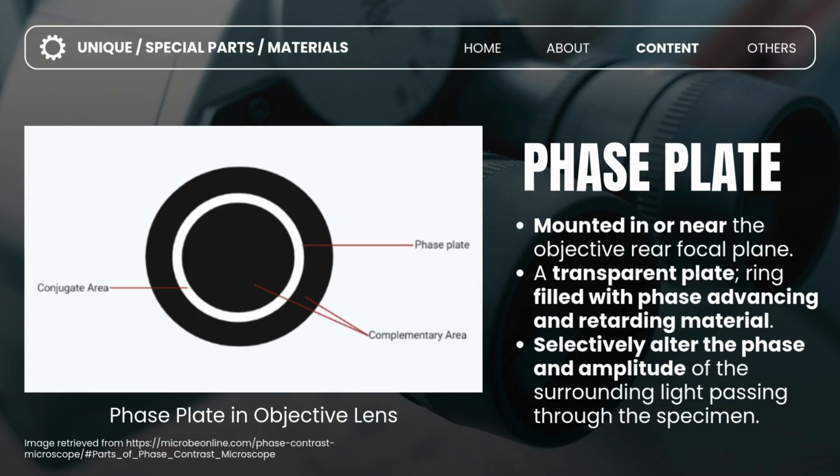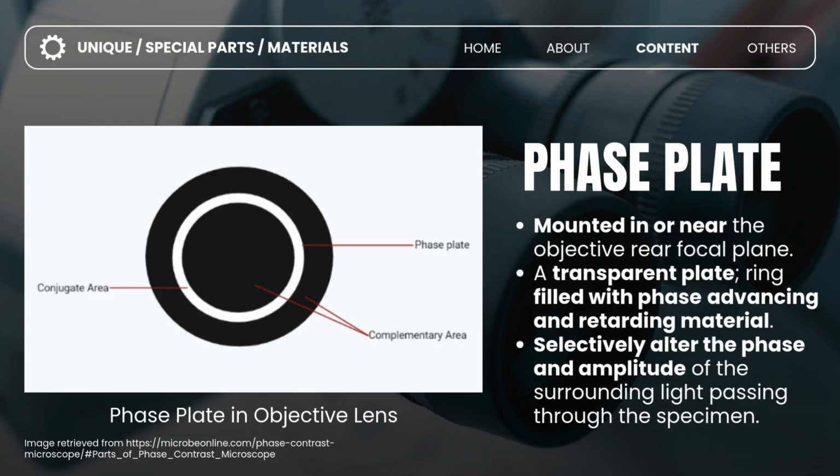What this means is that the direct light, which passes through the annular ring, is slightly shifted in phase compared to the scattered light coming from the specimen. By selectively altering both the phase and amplitude of these light waves, the phase plate creates differences in brightness and contrast that our eyes can detect. This is the key to turning normally invisible, transparent structures into visible details.